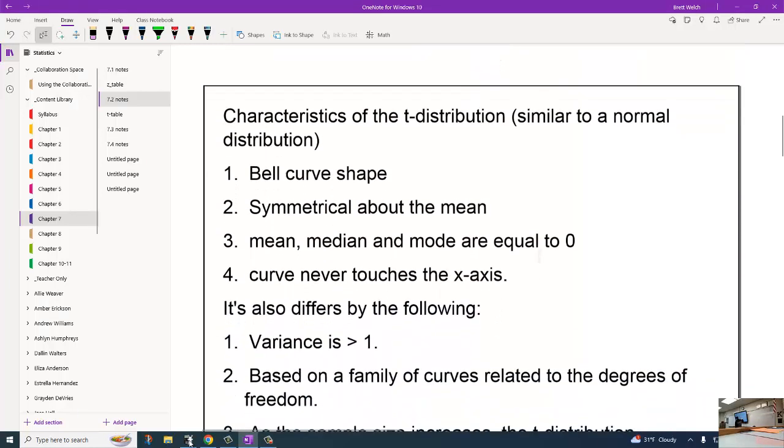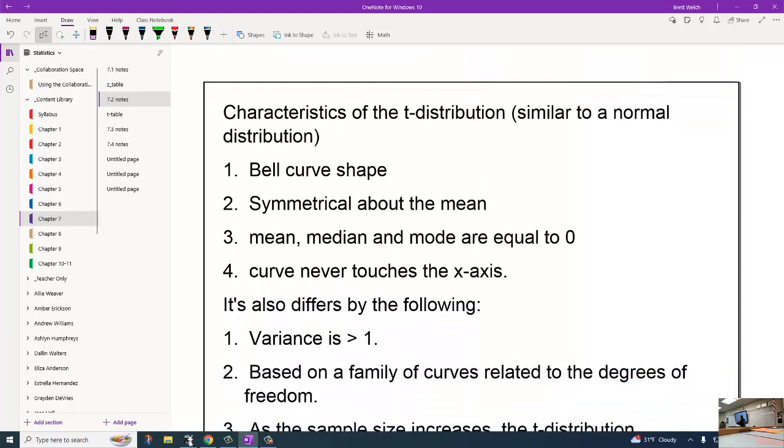All right. Here are some characteristics, and there are some things that are very in line with the normal distribution, and some things that are different. So some things that are the same or similar to a normal distribution: it is a bell shape. It is symmetric about the mean. So right in the middle of that bell is the mean. The mean, median, and mode are all equal to 0. So we put 0 right in the middle.